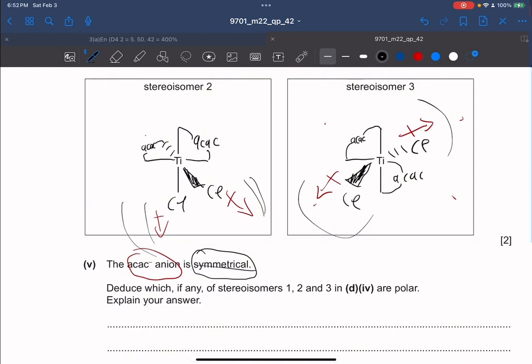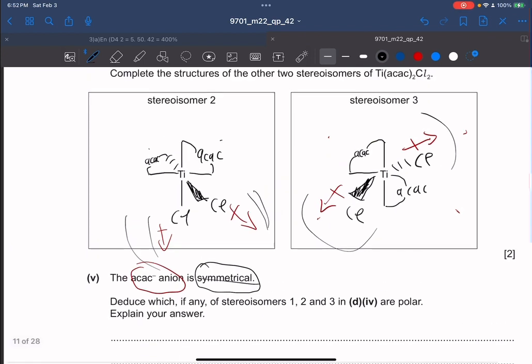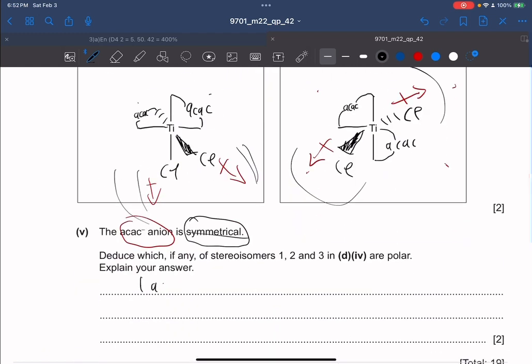There is almost no way that this pulls exactly the same as Cl or pushes, there's no way it pulls as much as Cl. So I would say stereoisomer 1 and 2 are polar. I guess the easiest way is because the dipoles do not cancel out.